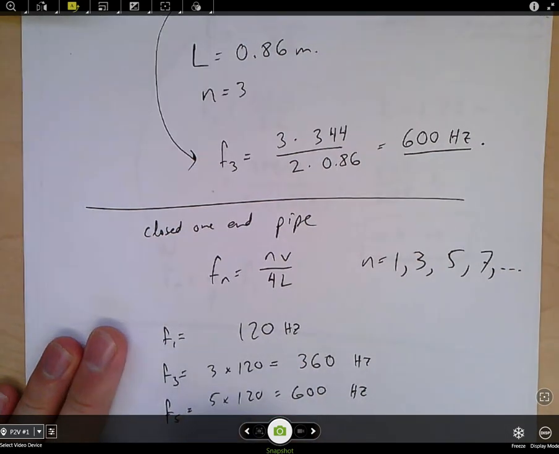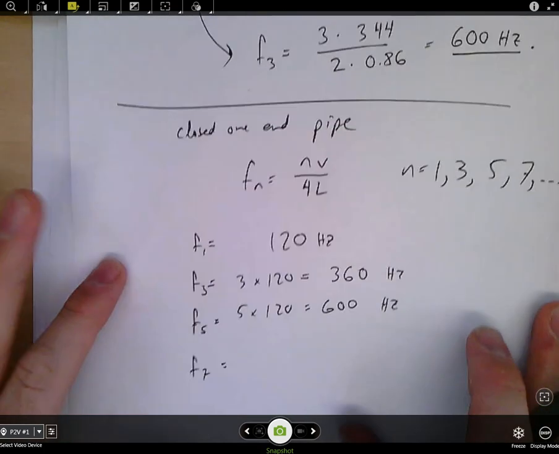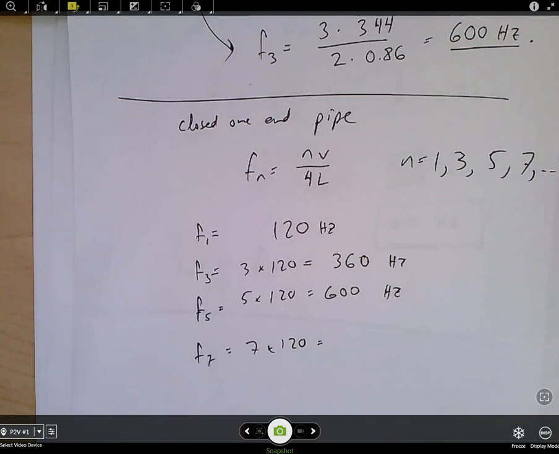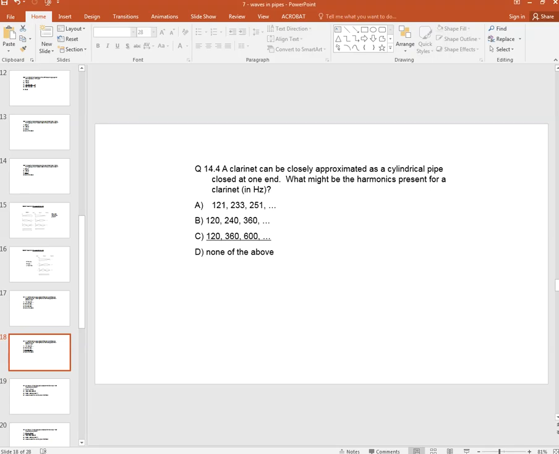If we wanted F7, for example, F7 is going to be 7 times 120, which is, what is that? 7 times 120. 960, yeah, 960 hertz. Anyway, that's the way we calculate these things here. And actually, that didn't sound right. What is 7 times 120? Let me just do it here. Get my calculator out.